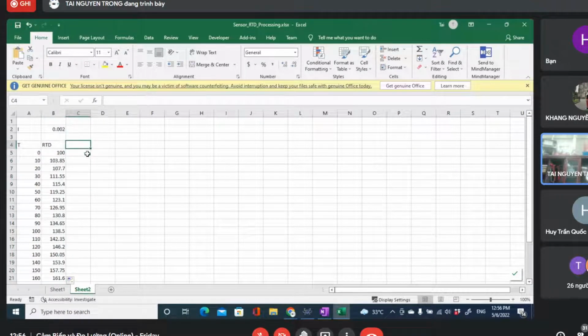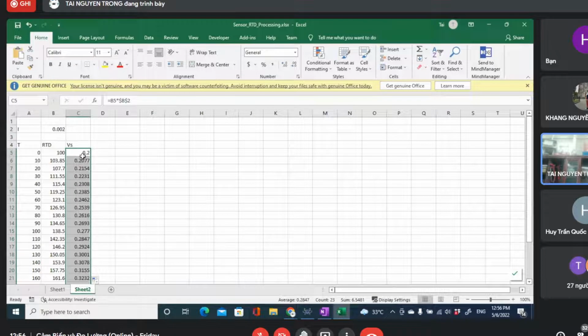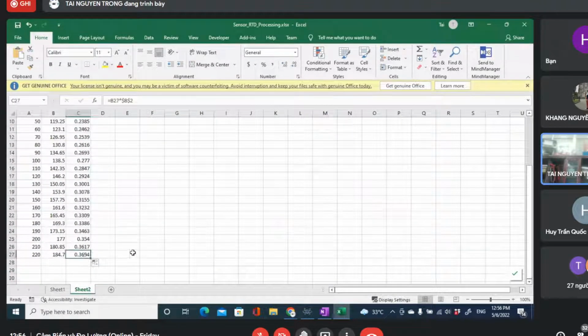Okay, next the voltage Vs. The voltage Vs will be equal to the resistor multiplied by the current, so here, and the voltage output in this case is from 0.2 volts to 0.36, and this is 0.35, and we can check it.